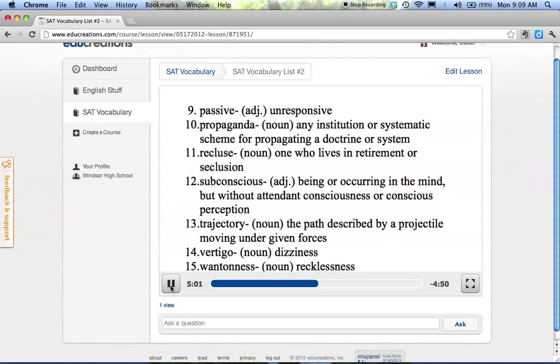And the last word is wantonness. Wantonness is recklessness. This is a noun. Someone who is wanton is reckless. But this is actually just recklessness, which means to act without considering or worrying about or totally disregarding consequences. So if you do something that might have a negative consequence, you know it has a negative consequence, you do it anyway. That is recklessness. It's wantonness. So those two are synonyms.